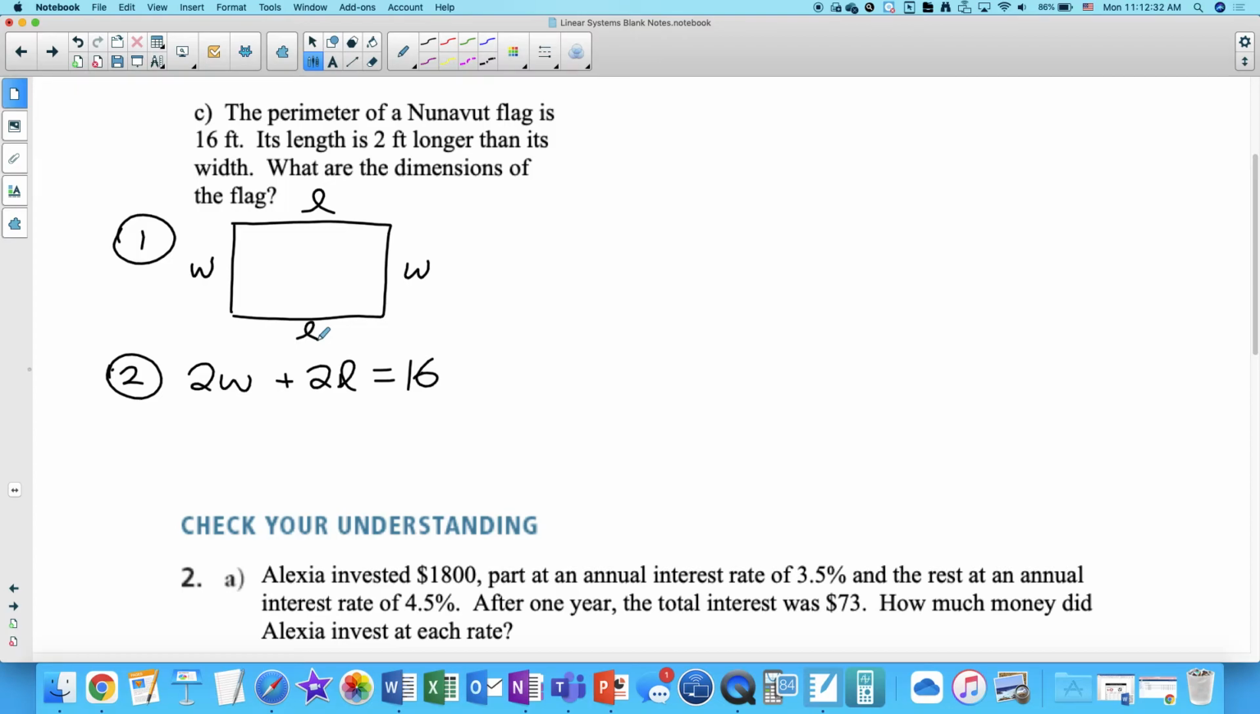And then do we have another piece of information that we can use? Yeah, that its length is 2 feet longer than its width. So 2 feet more. How do we translate that into a math statement? Yeah, it would be W plus 2 equals L. The length is 2 more than the width. Width plus 2. We're adding an extra 2 feet onto the width.